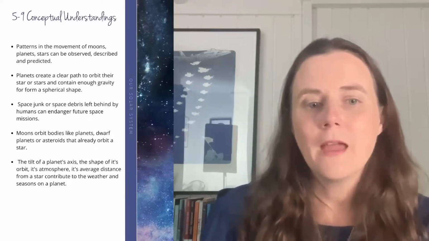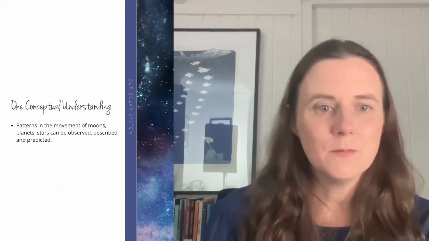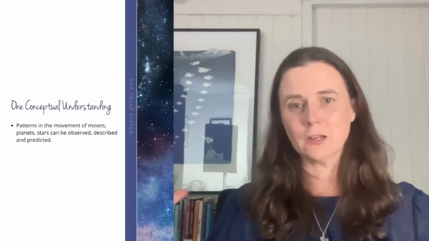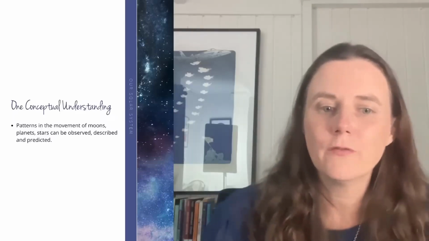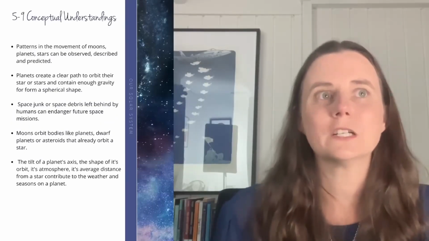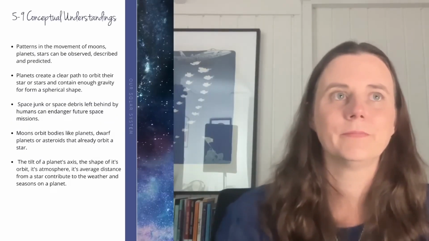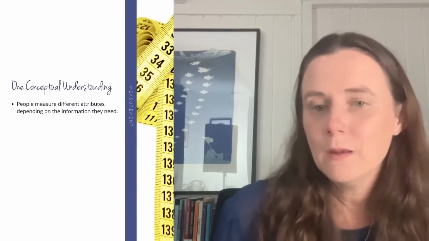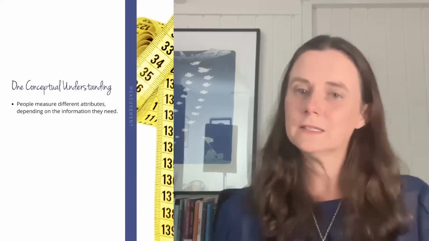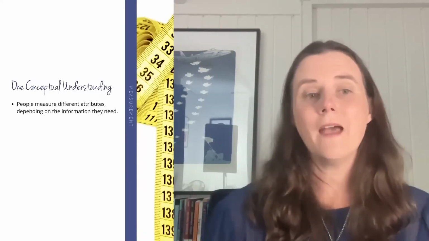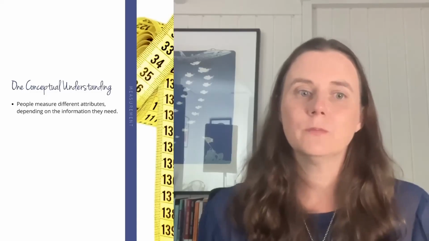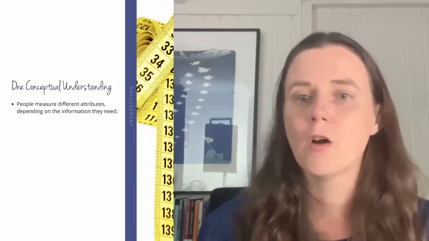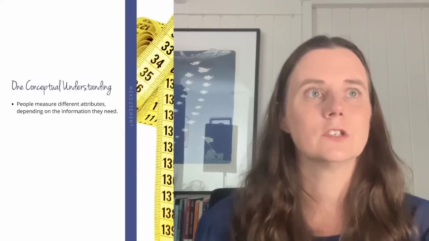So moving again from that single understanding here, patterns in the movement of moon, planet, and stars can be observed, described, and predicted. That's really big and overarching. But when we get down into more of the micro concepts, we've got so much more depth of understanding. One last one. So again, in mathematics, building out what are the understandings within this unit. We might have one understanding, like people measure different attributes depending on the information they need. This one's actually some examples from the concept-based inquiry mathematics project.